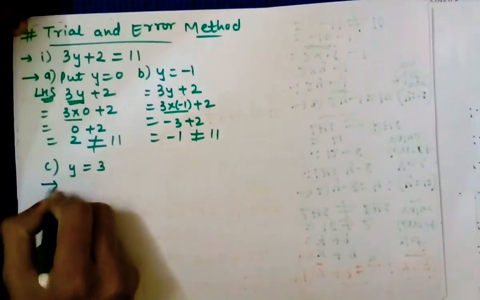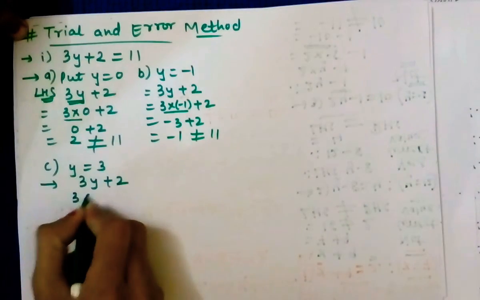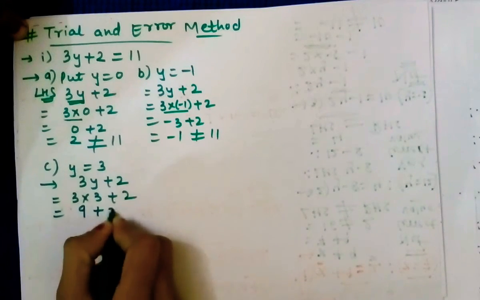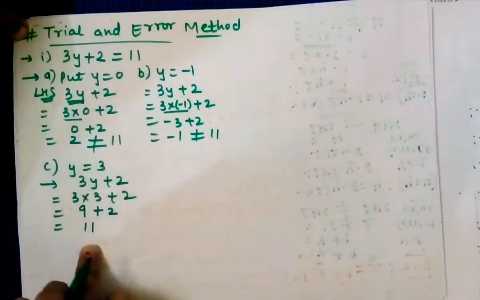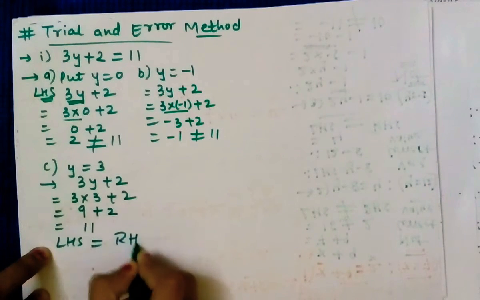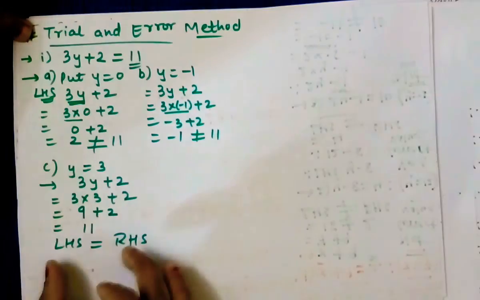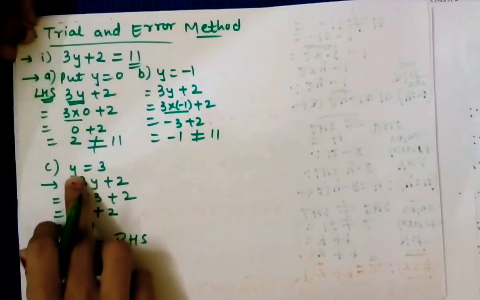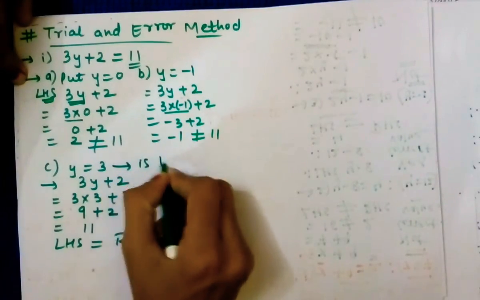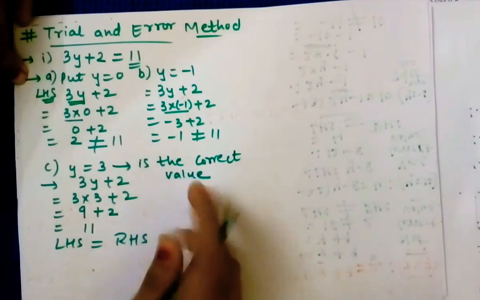Let us try with 3. So this is my LHS part 3y plus 2. In place of y I will keep 3. So 3 into 3 plus 2. So 3 3s will be 9 plus 2. Now 9 plus 2 is 11. So I got 11. So now my LHS part is equal to RHS part. LHS part is 11 and RHS is also given as 11. So I got the answer 11. So y equal to 3. This is the correct value of y.